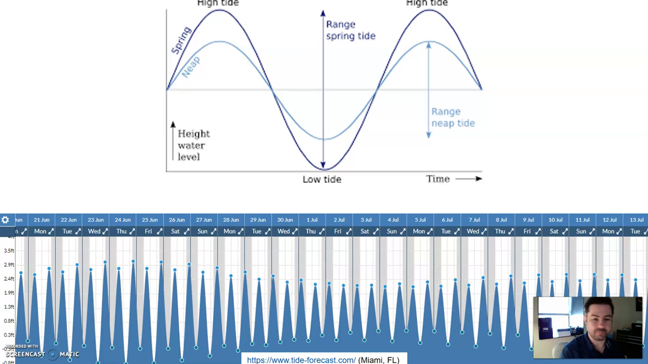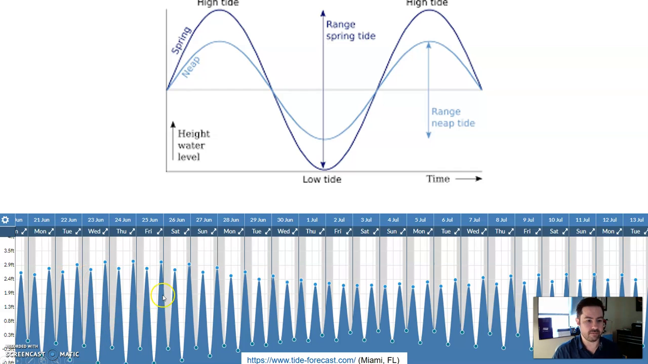We continue on. So what you're seeing here is from kind of mid-June to mid-July of 2021, depending on when you're watching this video, of a tidal forecast in Miami, Florida. So the highest points reflect high tides, the lowest points reflect low tides. You can see that given in a day, you can have 2 high tides and 2 low tides.